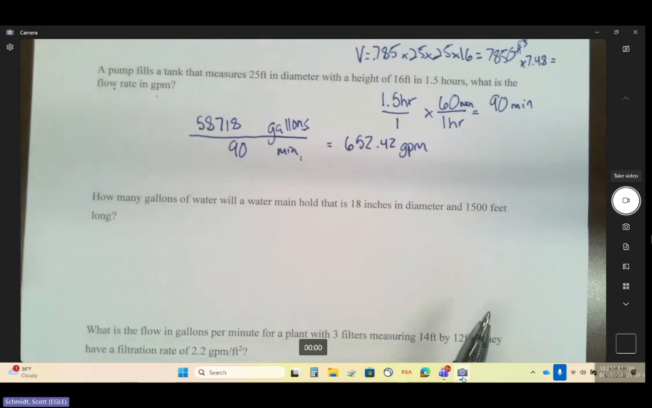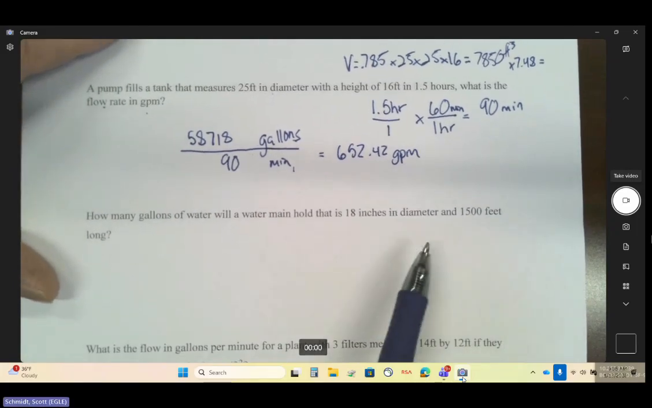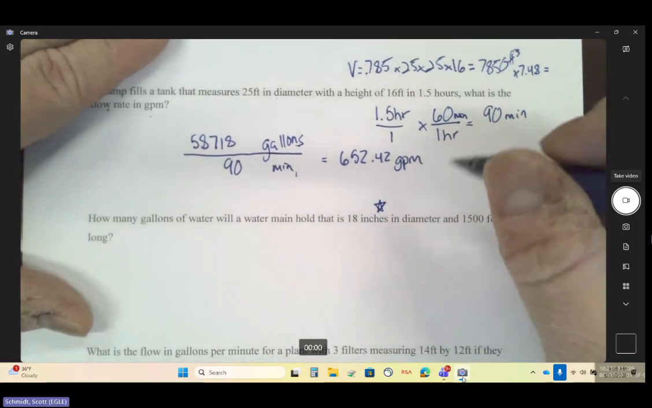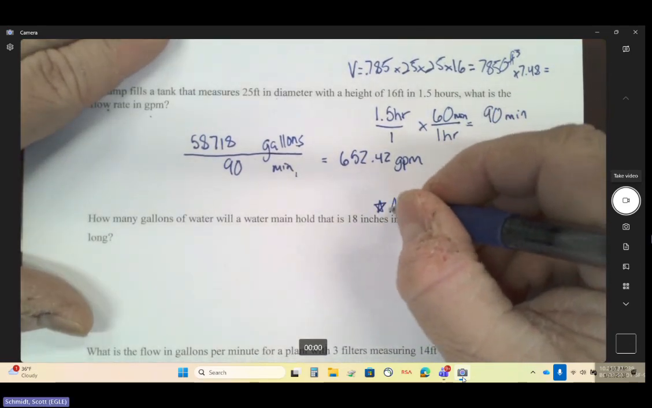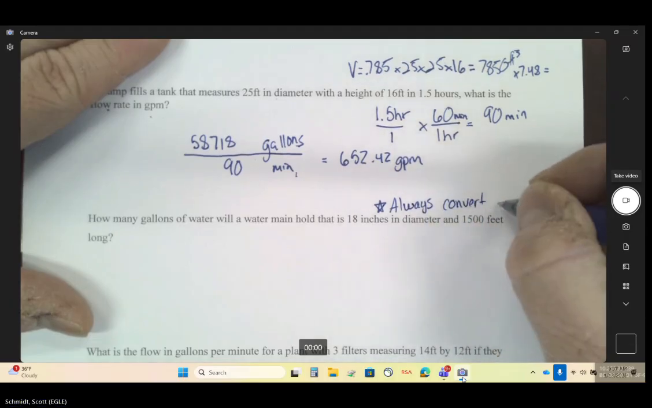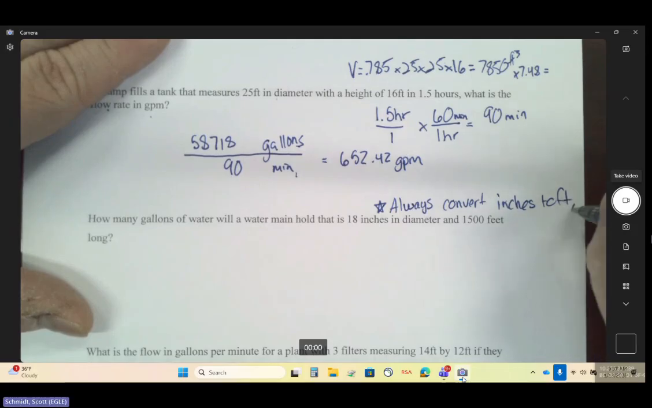How many gallons will a water main hold that is 18 inches in diameter and 1,500 feet long? Well, I have an always rule. If you haven't taken our math class, it's always convert inches to feet, and you divide by 12 to do that.